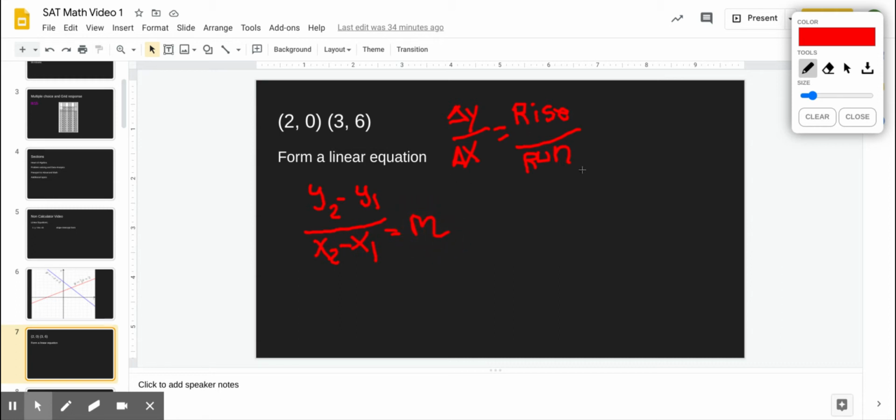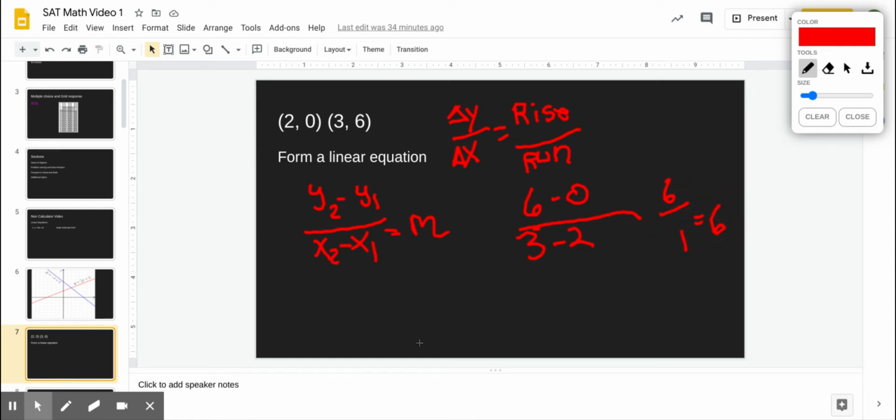And so right here we have everything we need to get our slope. We can start with any y. We can start with the 6 or the 0, whichever one you wish. So I'll start with the 6. So we have 6 minus 0. And if we're using 6, we have to use 3 for the x. We can't break apart the pair. And it'll be 3 minus 2. So then we're going to have 6 over 1, and the slope is 6.